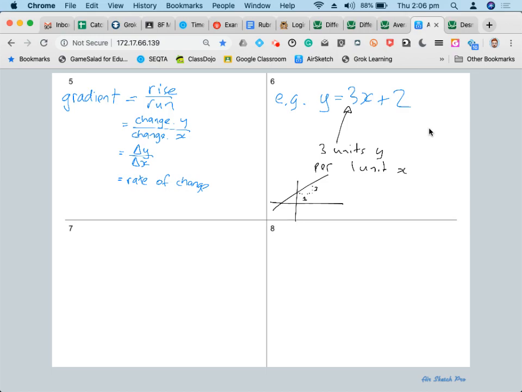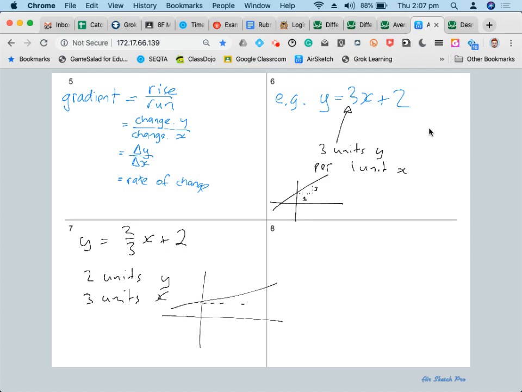Sometimes it's a bit more explicit. So if you had something like y equals 2/3 x plus 2, that would mean 2 units in the y direction and 3 units in the x direction. And that would be like 3 and 2 units that way. Is that okay?